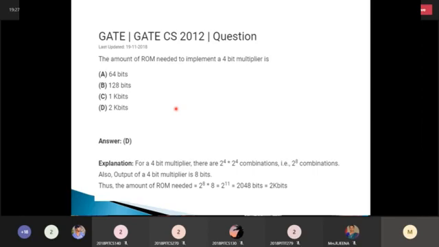So the 4-bit multiplier output will be 8 bits. Thus the amount of room needed will be 2 power 8 into 8. So this 8 I am just converting as 2 power 3. So it will be 8 plus 3, it will be 11. So 2 power 11 means my answer will be 2048 bits, which is equal to 2 kilobits.